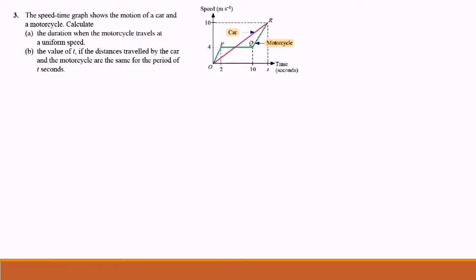Question number 3. The speed time graph shows the motion of a car and a motorcycle. Calculate A. The duration when the motorcycle travels at a uniform speed.